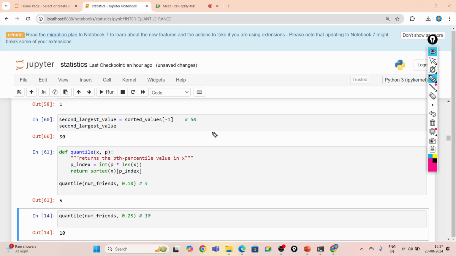You are arranging the numbers in the ascending way. Suppose I have one array. I am writing one example. Just see this example: 1, 2, 3, 4, 5, 6, 7, 8, 9 and 10. Total how many elements we have? Total 10 elements we have.